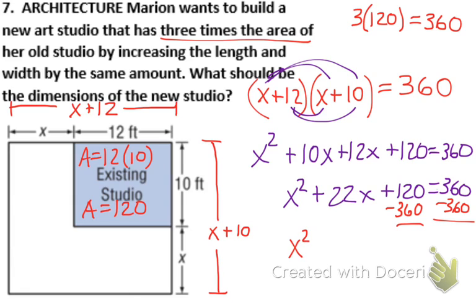So at this point we have x squared plus 22x minus 240 equal to 0. Then we're going to try to find factors of negative 240 that add up to, sorry, add up to 22.